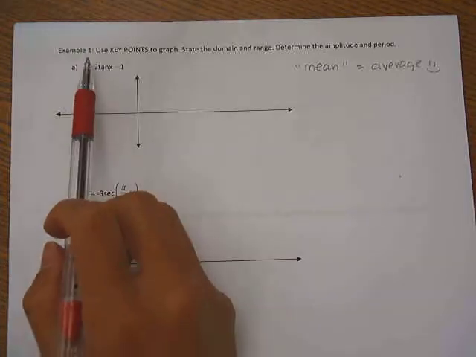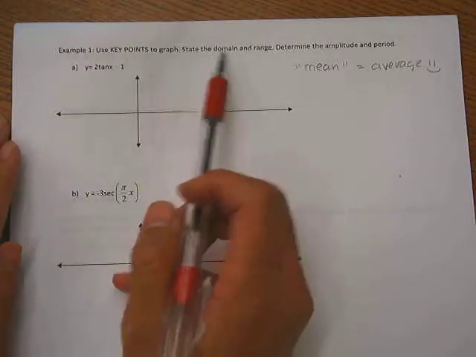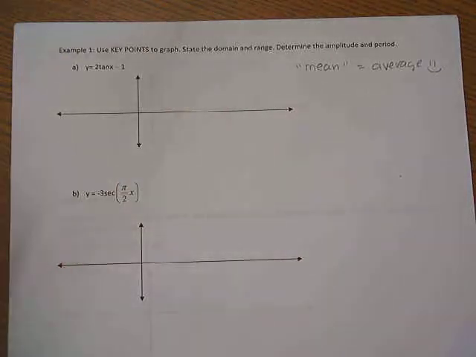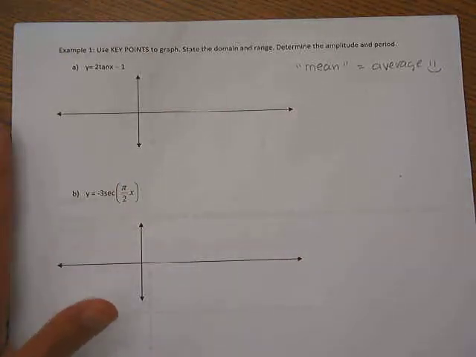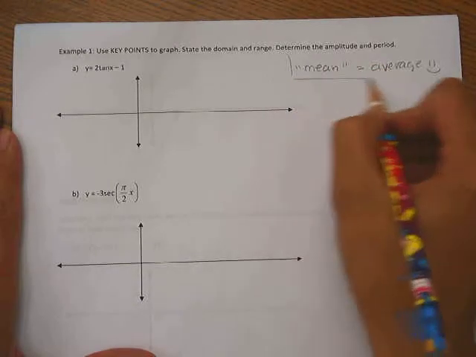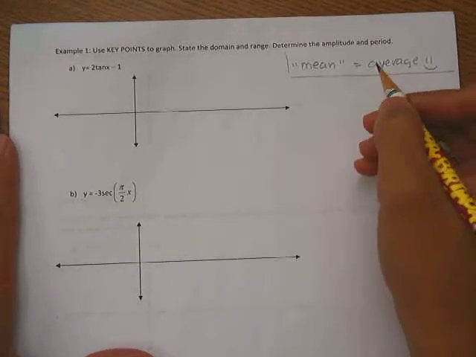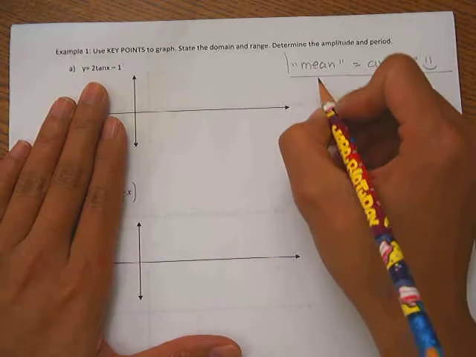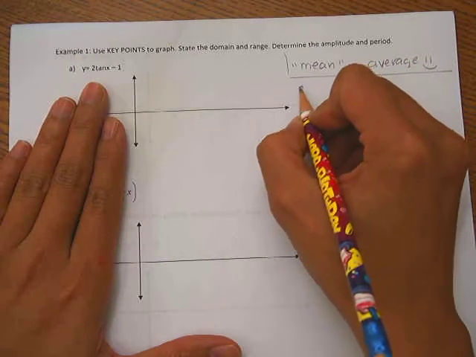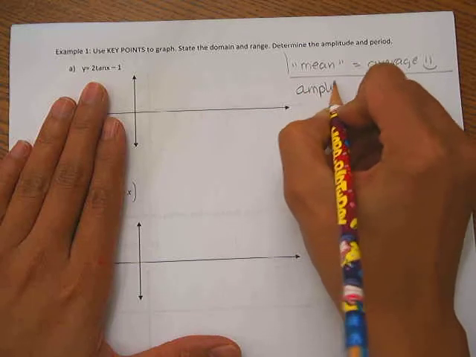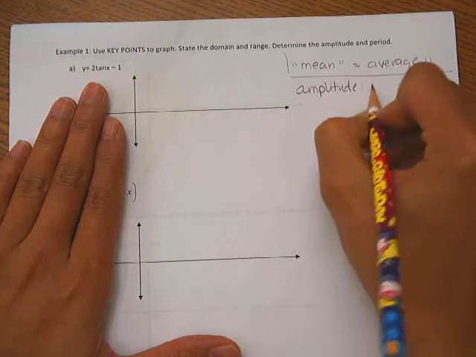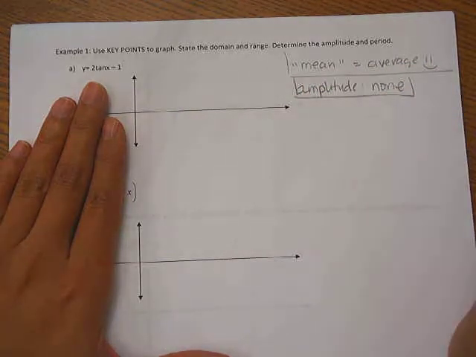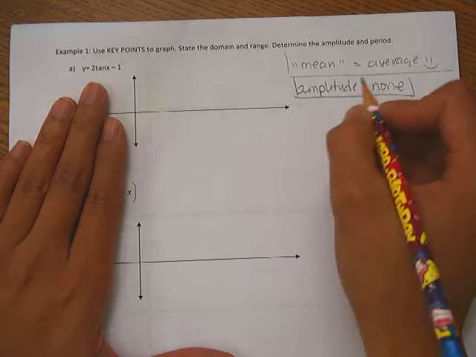So, example 1, use key points to graph. State the domain and range, determine the amplitude and period. Okay, so let's do that first. The amplitude and period. As we remember, this is the tangent function. And for the tangent function, there's no amplitude. So that's sort of like a trick question, right? Amplitude, there's none. So box that up. Because it says determine it, so if there's none, we're going to say none.